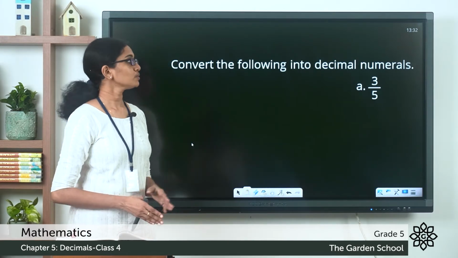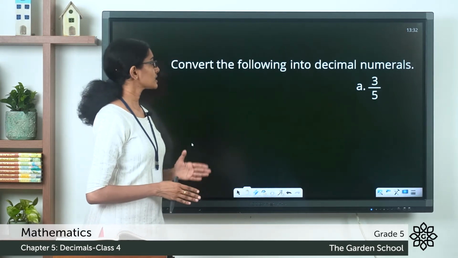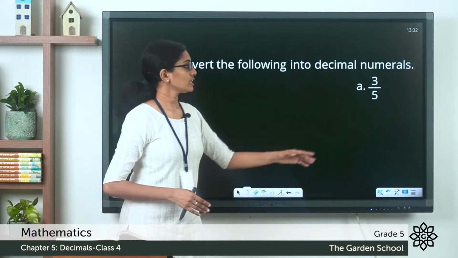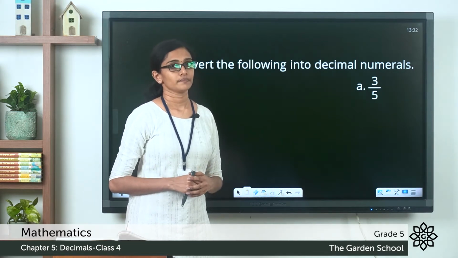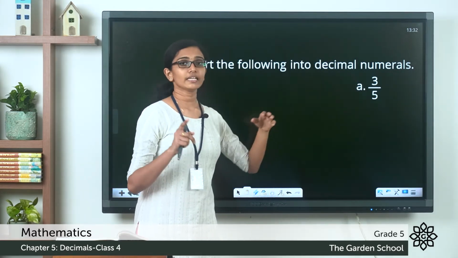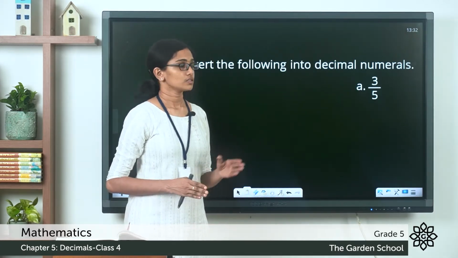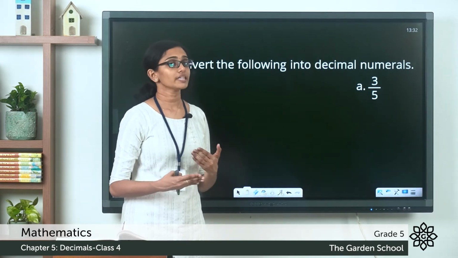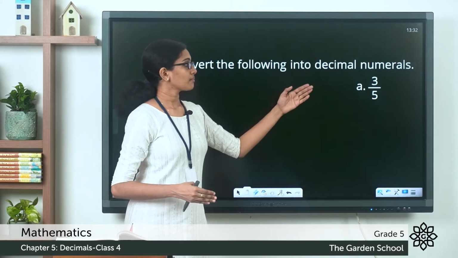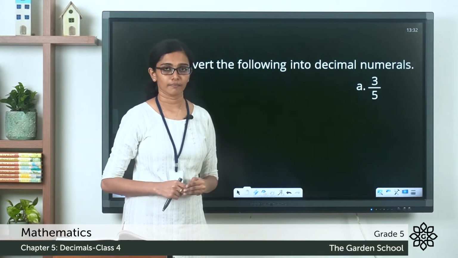Convert the following into decimal numerals. And what is the fraction given here? It is 3 by 5. See, 5 here, it is not a multiple of 10. So first we have to find an equivalent fraction of this 3 by 5 so that the denominator becomes a multiple of 10. So how do you find an equivalent fraction? By multiplying both the numerator and the denominator with the same number.